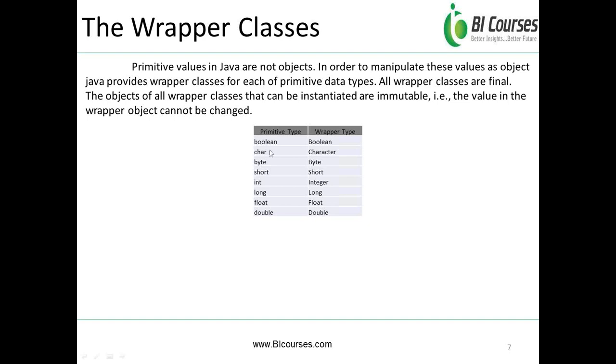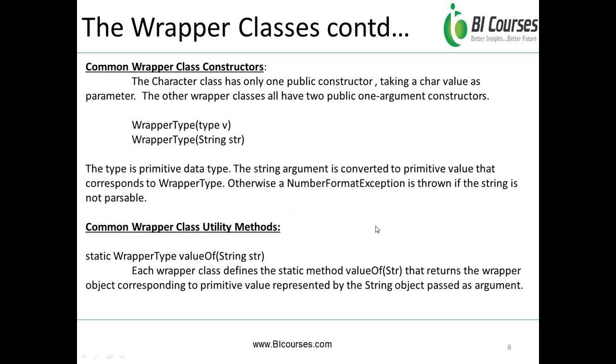Okay. If we see this table, we have the primitive data type and its corresponding wrapper type. Here we have boolean, Boolean, character, byte, short, int, Integer, long, float, and double. Okay. So, how will we create these wrapper classes? We have seen that for every primitive type we have a corresponding wrapper type, so we can use those wrapper type constructors.